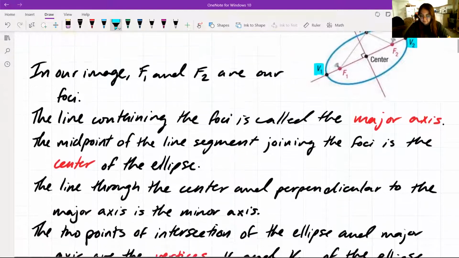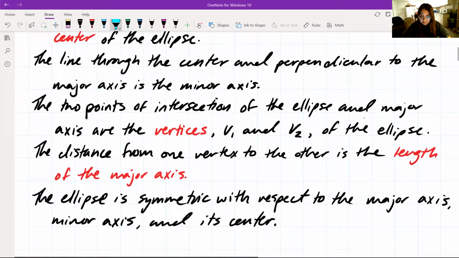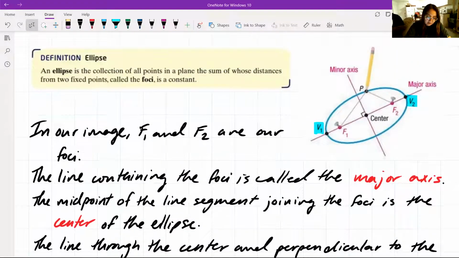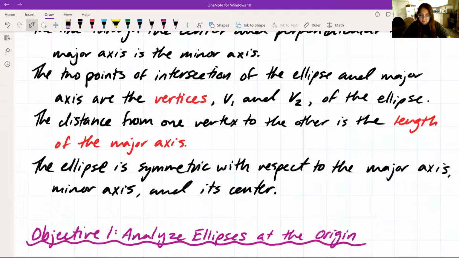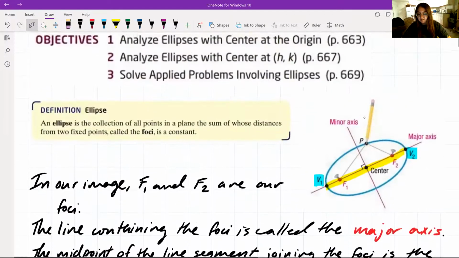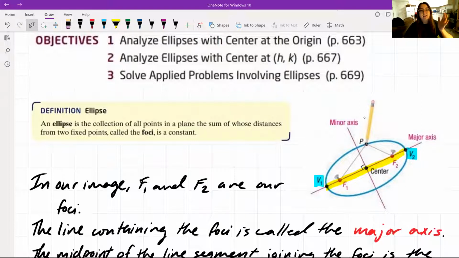So we see those values V1 and V2. The distance from one vertex to the other is called the length of the major axis. So the length of the major axis in this case would end up being this length here, from one vertex to the other. Then we have that the ellipse is symmetric with respect to the major axis, minor axis, and its center. So it is symmetric, both length and width.